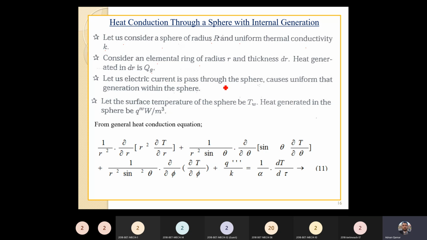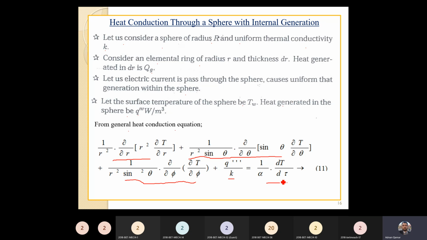Let us say electric current is passing through the sphere and causes uniform generation within the space. I tell you, if electric current is passing, it is internal heat generation. Let the surface temperature of the sphere be Tw and heat generated in the sphere is Q triple dash. From the general heat conduction equation, you have this one, in r, theta and phi direction. This is internal heat generation and this is the change in internal energy.